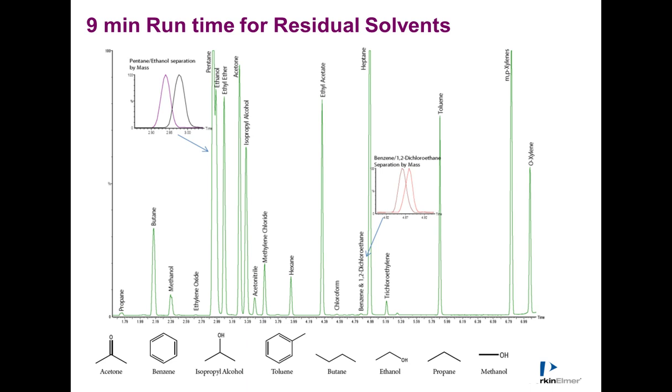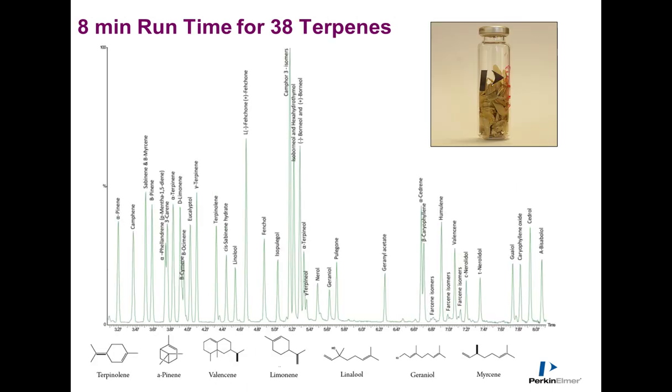But what you do notice is there are a couple peaks that are very close in retention time. You can see the pentane ethanol separation is very close, and you can see that the benzene 1,2-dichloroethane separation is very close. We can use GC mass spec to identify all these compounds cleanly. If a GC FID was used, then the runtime would have to be a little longer to allow the separation. But here we see the value of adding the GC-MS to the workflow in the lab.